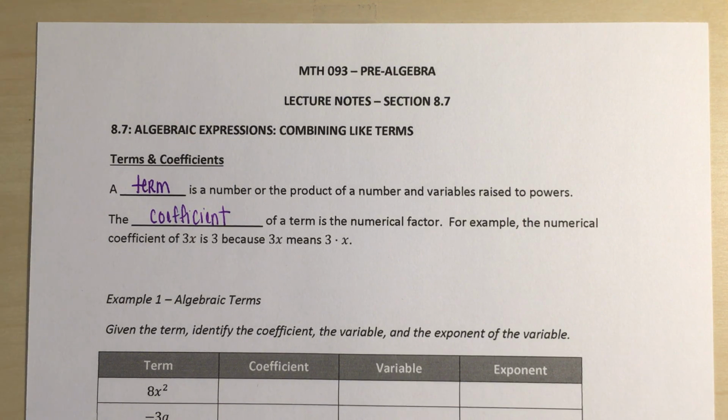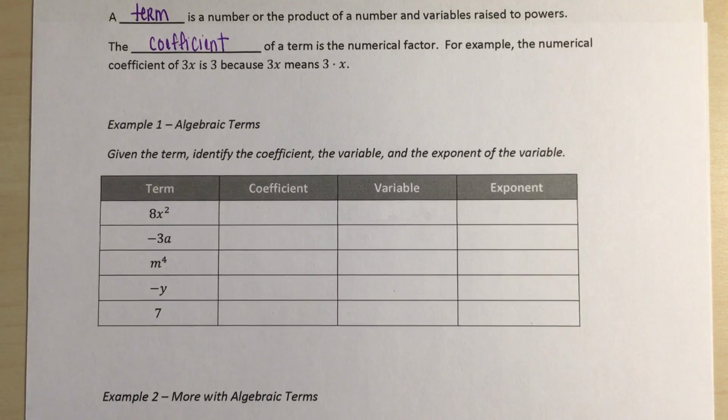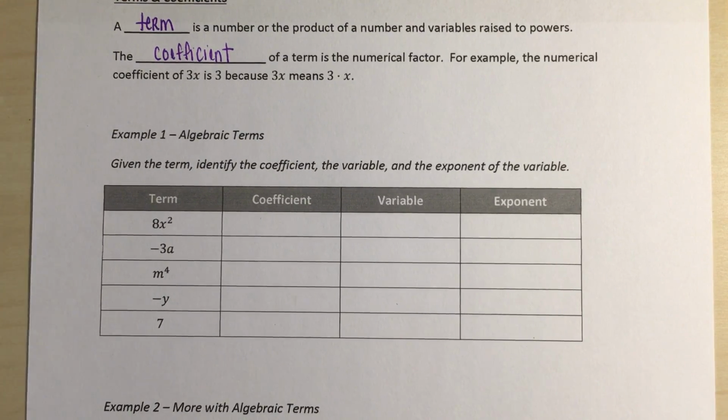We actually used this word back in section 7.3 when we were solving proportion problems, saying that when we were solving our mini equations, we were dividing by our coefficient, which was our number in front of our variable. All right, so in this first example, we're going to look a little more closely at some algebraic terms. So given the term, we are going to identify the coefficient, the variable, and the exponent of the variable.